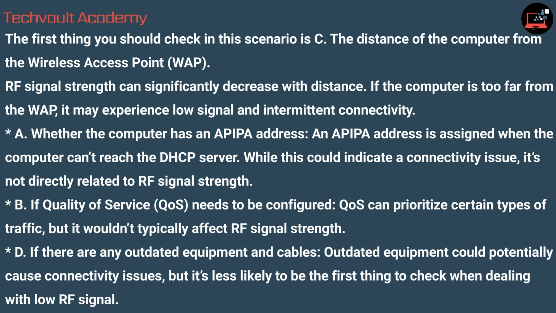B. If quality of service, QoS, needs to be configured. QoS can prioritize certain types of traffic, but it wouldn't typically affect RF signal strength. D. If there are any outdated equipment and cables. Outdated equipment could potentially cause connectivity issues, but it's less likely to be the first thing to check when dealing with low RF signal.